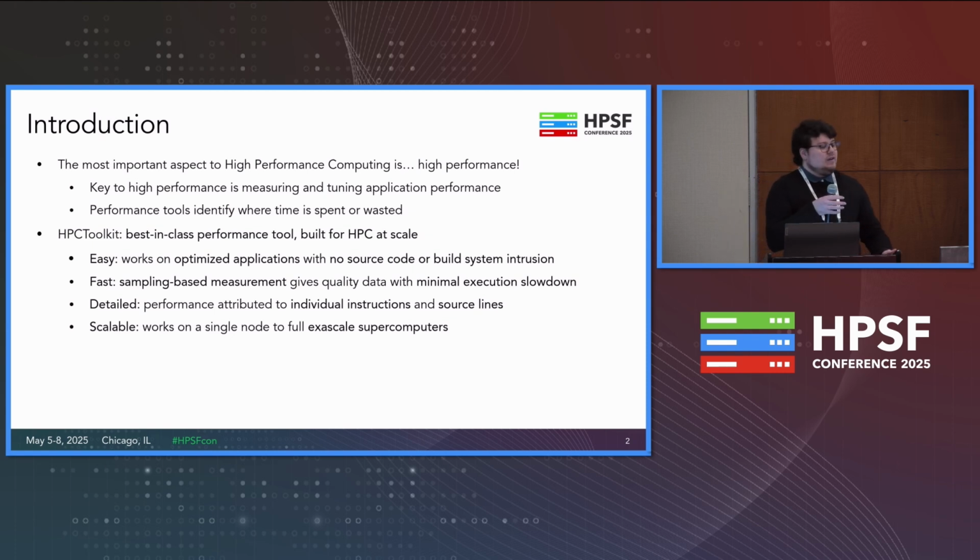Third, it's detailed. When we attribute performance, we attribute it down to the individual instructions, and in practice to individual source lines. Because as we all know, all it takes is one line before your fast application becomes a very slow one. And finally, we're scalable. Whether you're working on a single compute node or scaling out to the full size of an exascale supercomputer, HPCToolkit is able to give you performance data all the way through.